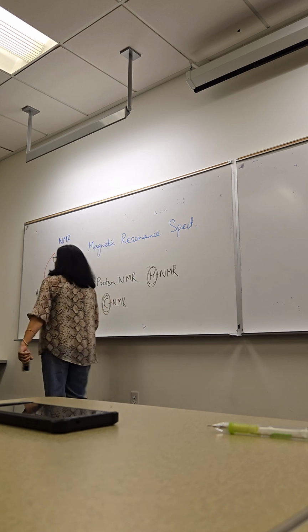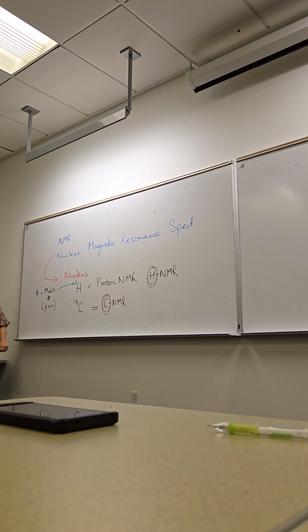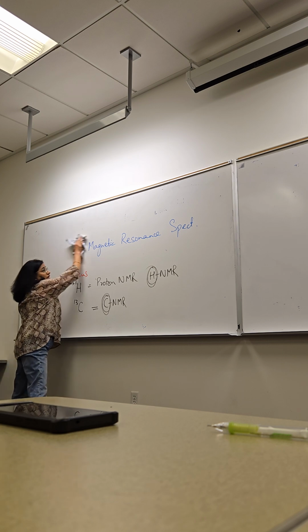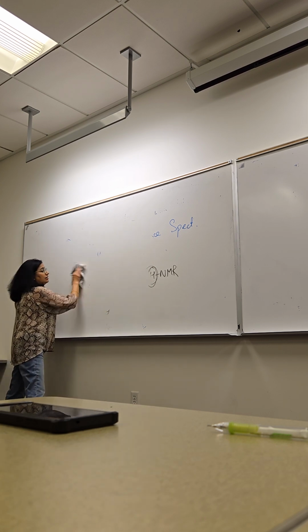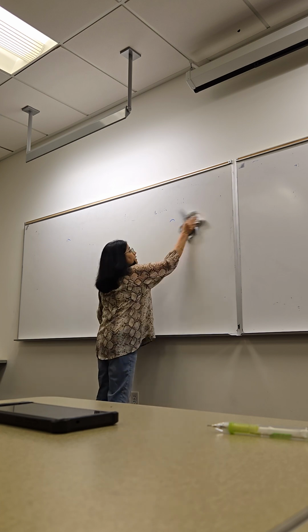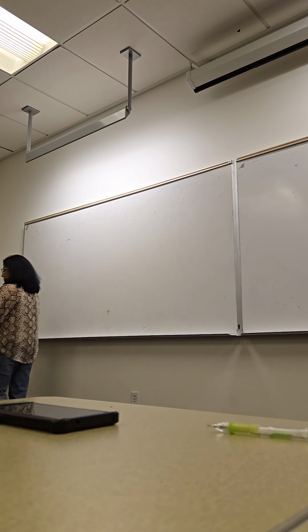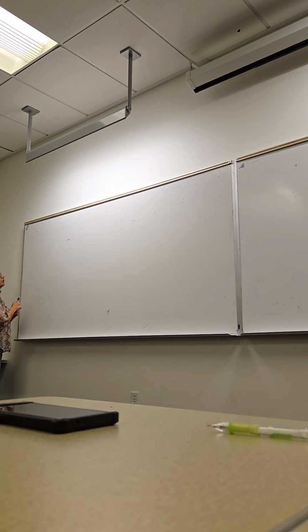Now, how do we apply proton NMR? That's the one we are focusing on first. H-NMR, meaning we are looking at H atoms in the molecule only. So how do we use proton NMR spectroscopy to figure out structures of different compounds? Are you guys with me? Yes?